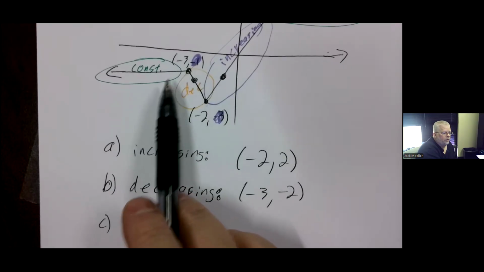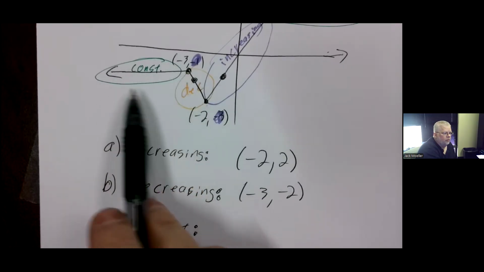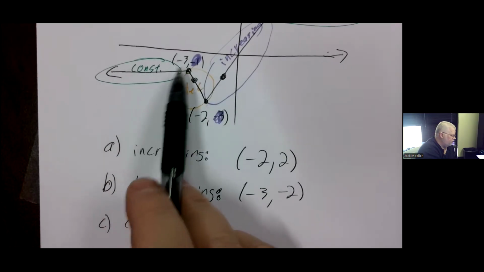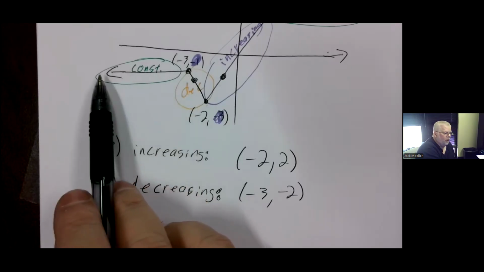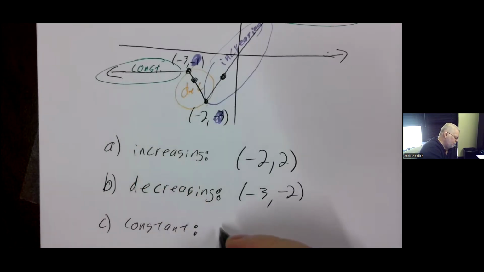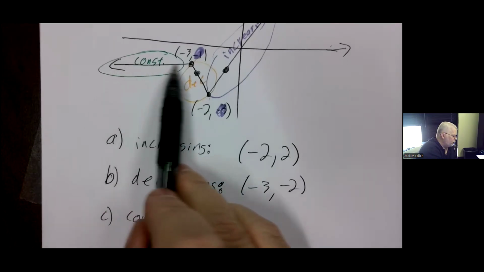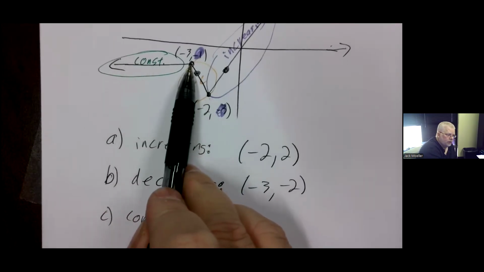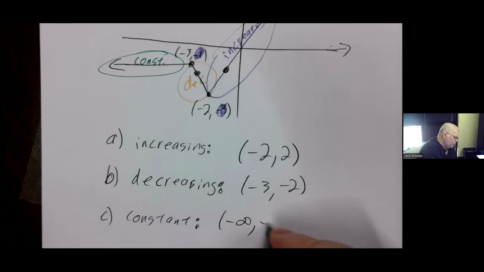Okay, so let's start on the first one. So what is the interval for that piece? So how far left does it go? Well, it goes to -infinity. And then how far to the right does it go before it starts decreasing? It goes over to x equals -3, and then put -3. And again, always put parentheses with this.